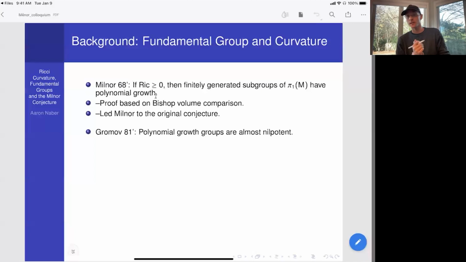But as a nice consequence of this, when you combine it with Milnor, right, what you get is that manifolds with non-negative Ricci curvature have almost nilpotent fundamental group. Now, what's not controlled by this is the notion of almost. So we don't really know the size of the finite part at this point in time anyway. But we do have that most of it's got to be nilpotent.